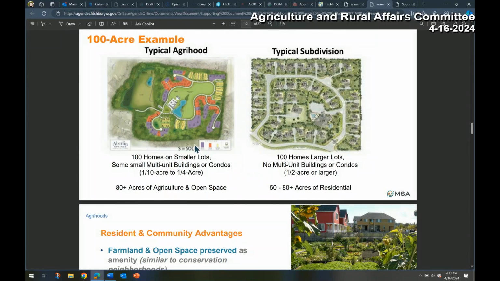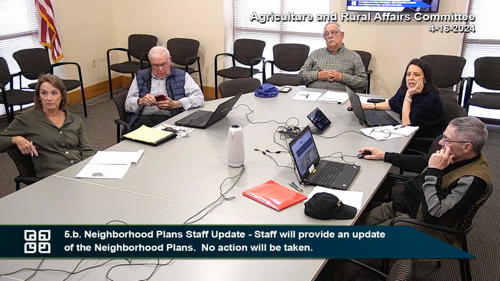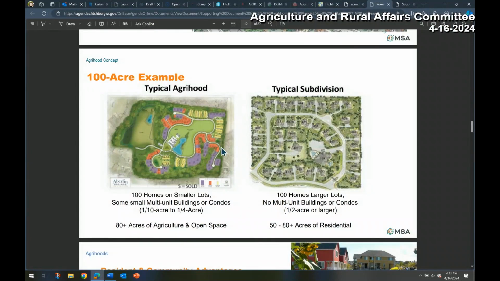So here's another way to look at it, having a working farm, but clustering the housing so that you can maintain more agriculture and open space versus a more typical subdivision that just subdivides all the land. Does that kind of make sense? So by clustering the same amount of housing, 100 homes on smaller lots, and then leaving the rest for open space and maybe farms or community gardens, right?